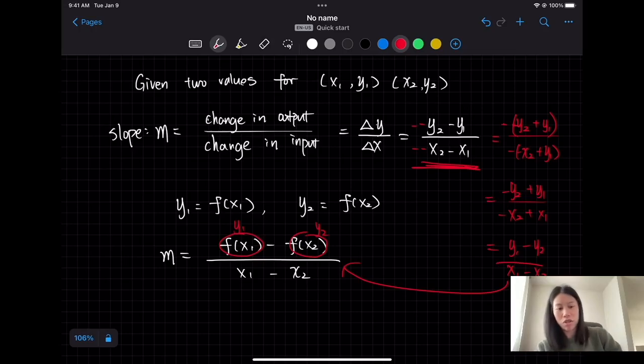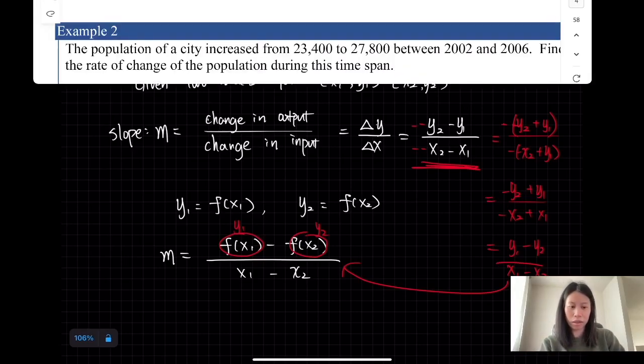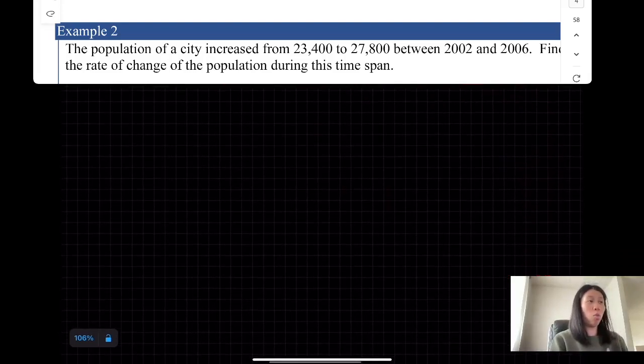Okay, so now here is an example. In here, you will see the population of a city increased from 20,400 to 27,800 between 2002 and 2016, and find the rate of change of the population during that span. All right, so what will be the change? We want to know the rate of change of the population during the time span. That means I want to know the change in population over the change in time, or the year.